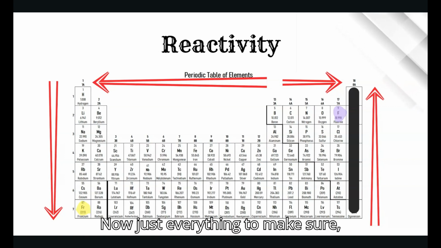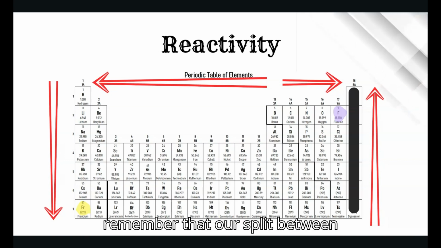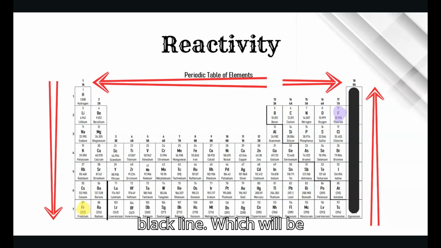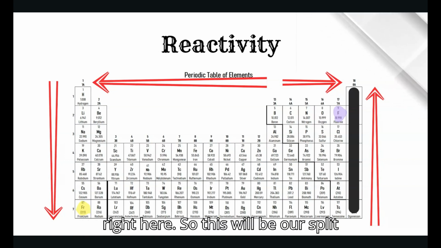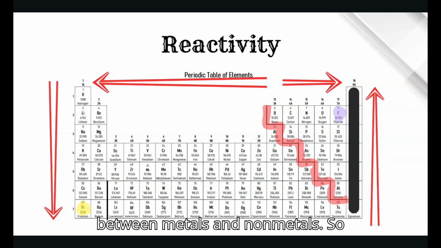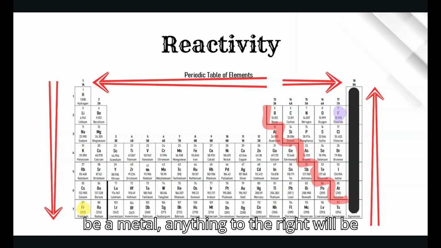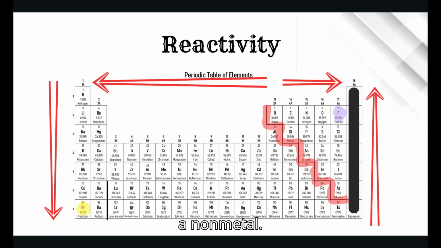Now, just to make sure, remember that our split between metals and non-metals is going to be this black line, which will be right here. So this will be our split between metals and non-metals. So anything to the left of that is going to be a metal. Anything to the right will be a non-metal.